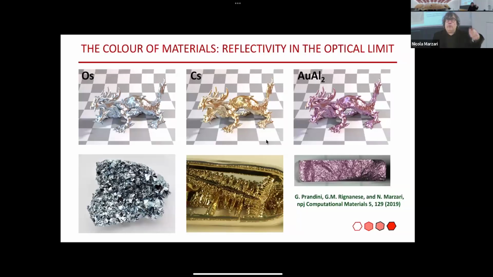You don't need to source the elements to go into the crucible, get the material out, and then measure it. So it's a completely different scalability, if you want, in the cost of obtaining the result that you want, say a calculation on top versus an experiment on the bottom.